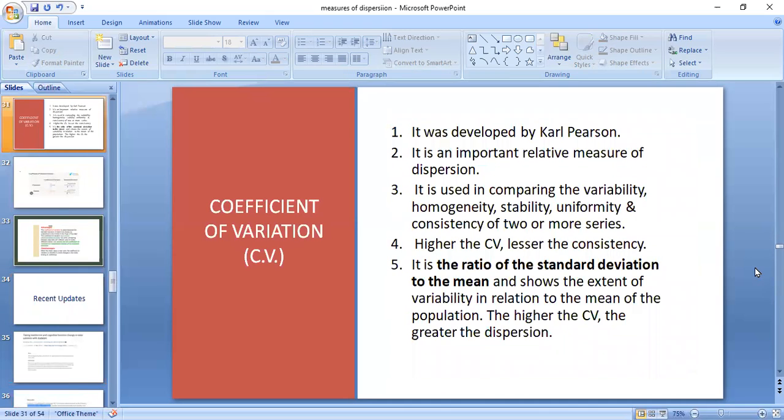Now the coefficient of variation. It was developed by Karl Pearson. It is an important relative measure of dispersion. It is used in comparing the variability, homogeneity, stability, uniformity, and consistency of two or more series. Higher the coefficient of variation, lesser the consistency. Actually, it is the ratio of the standard deviation to the mean and shows the extent of variability in relation to the mean of the population. The higher the coefficient of variation, the greater the dispersion.